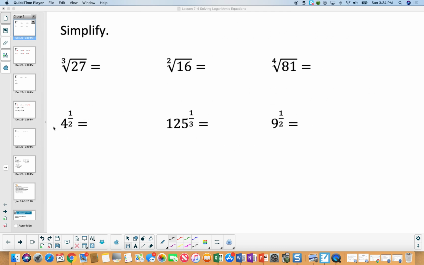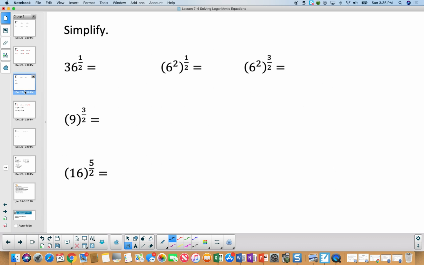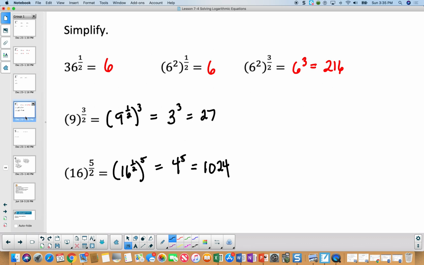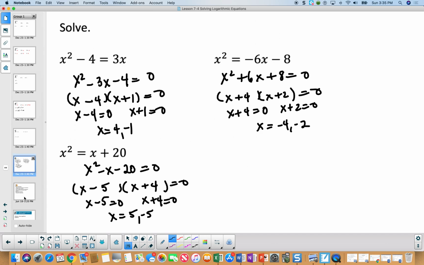Warm up for lesson 7-4. Pause to do the problems, and here are the answers. Pause to do the factoring and solving, and here are the answers.